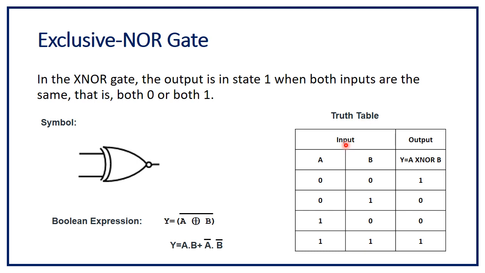Truth table. It has 2 inputs, input A, input B, and 1 output, Y. If both inputs are 0, 0, A is 0, B is 0, then output is 1. As the statement says, if both inputs are same, then your output will be 1. If both inputs are different, then output will be 0. Here A is 1, B is 0, so output is 0. In the last case, A is 1, B is 1, both inputs are same, hence your output is 1. Just keep in mind, if both inputs are same, then your output will be 1.